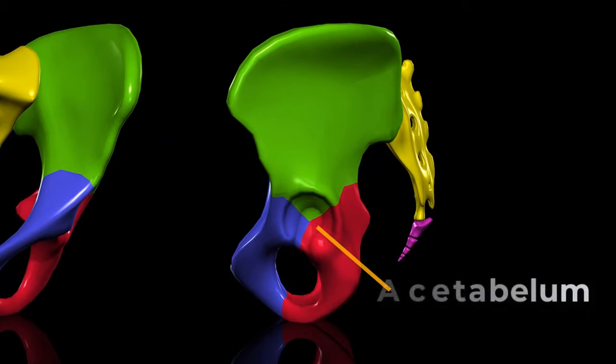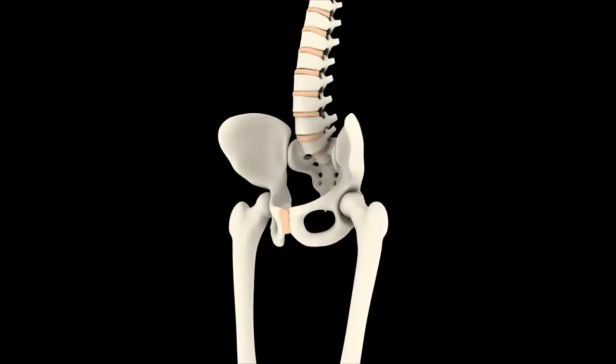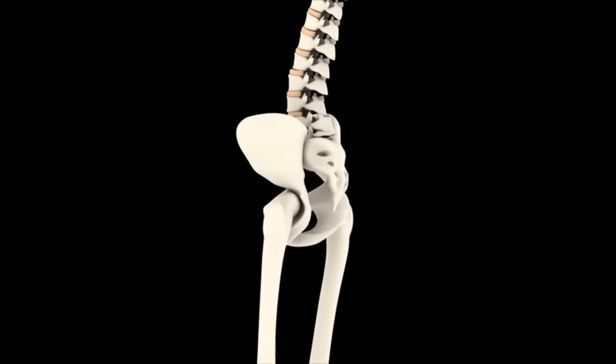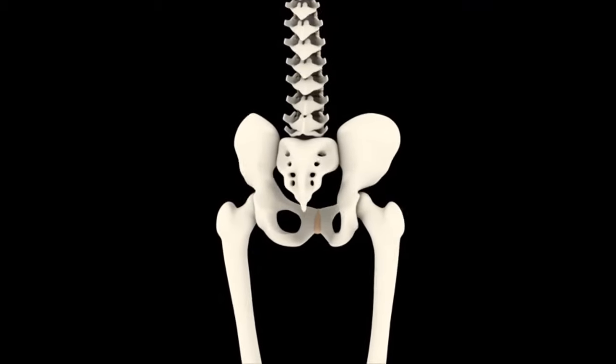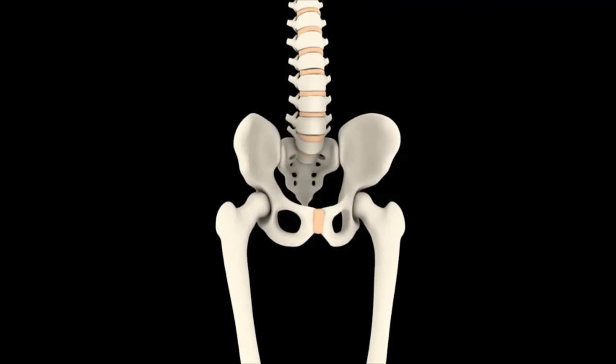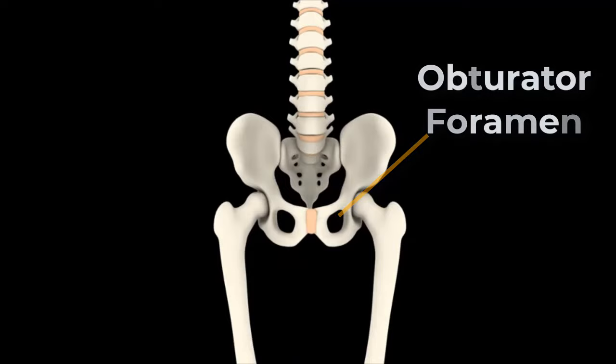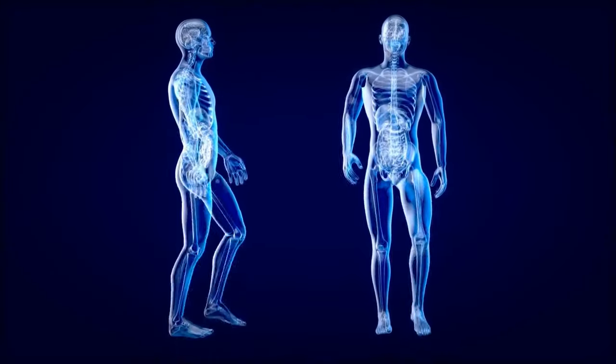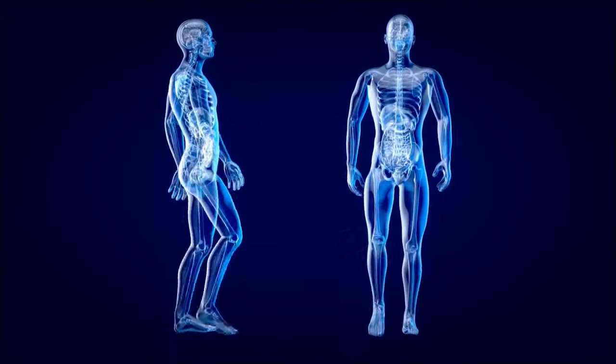The three areas of each hip bone, the ilium, the pubis, and the ischium, converge centrally, forming a deep cup-shaped cavity called the acetabulum. This is located on the lateral side of the hip bone and is part of the hip joint. The large opening in the antero-inferior hip bone between the ischium and pubis is the obturator foramen. Several ligaments unite the bones of the pelvis.